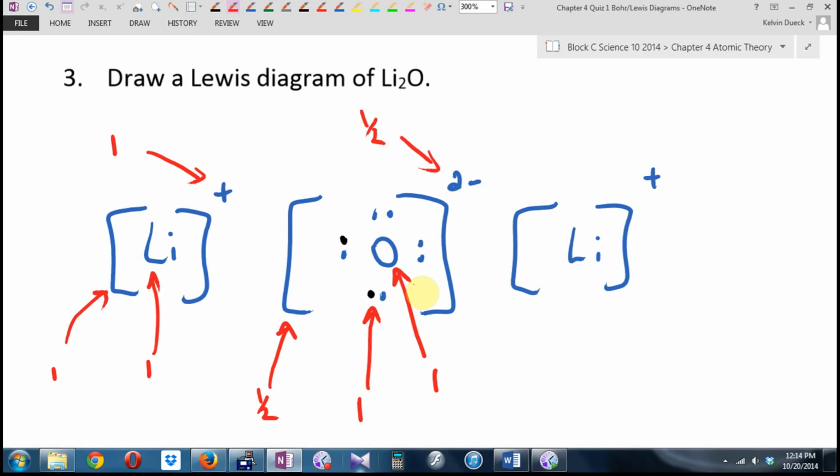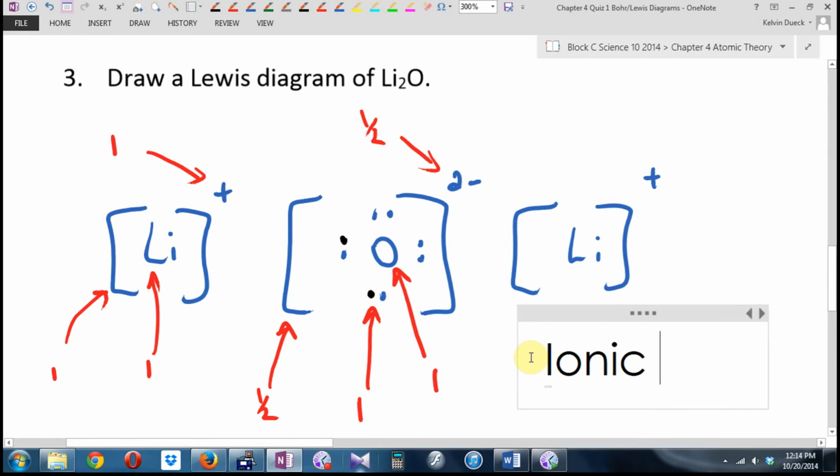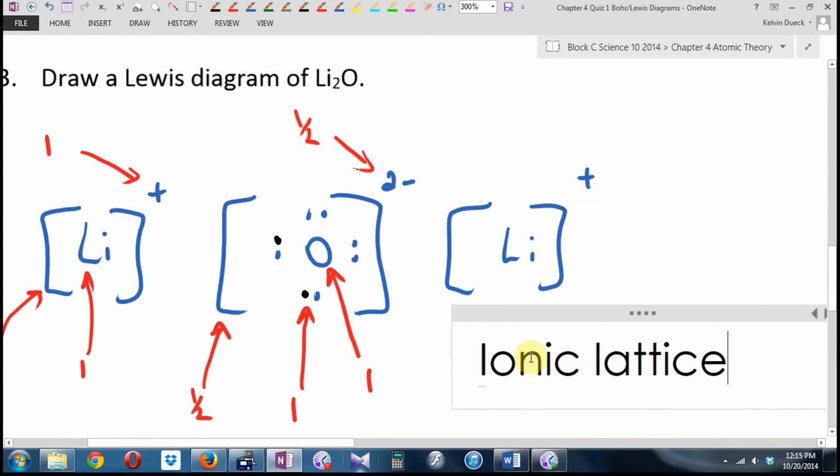Something like that. And by the way, the fancy word for this, I think I've used it before, we call this an ionic lattice. What we're saying is in lithium oxide, you have oxygen surrounded by 2 lithium, and that just repeats over and over and over. These are not very strong bonds.